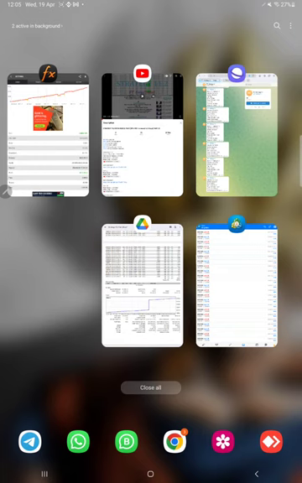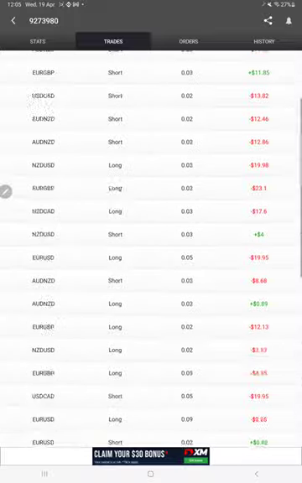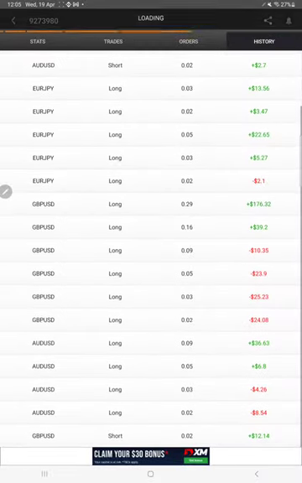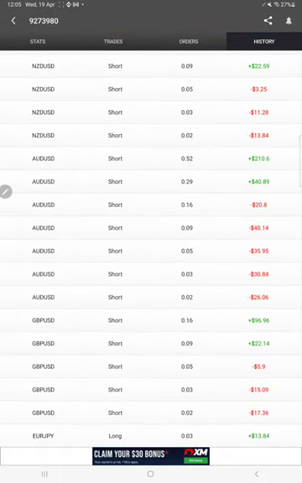Also the MyFXBook statistics are available, so we can check the details like total percentage of gain, absolute gain, daily return, monthly return, drawdown, current balance, equity, profit pips that we have achieved, and 41 minutes ago it is updated. We can also see the live open trades here, verify the pending orders, and in history we can see how much lot size we have traded, how much profit and loss we have made.